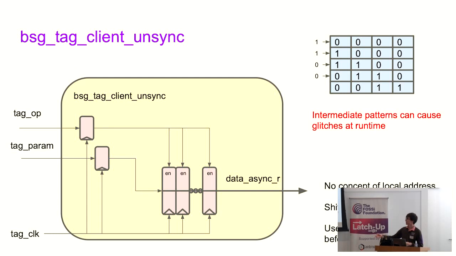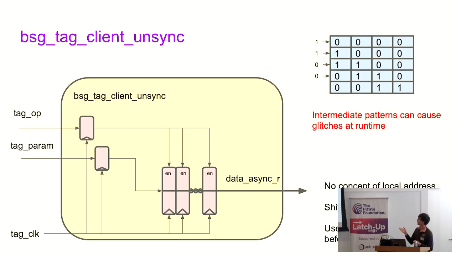The basic BSG tag client looks like this. You have the opcode and the parameter that gets set, and then a serial in, parallel out register that provides the data coming out. Now, BSG tag client unsync is the minimal BSG tag client. It has no concept of a local address, and it shifts the data in asynchronously.